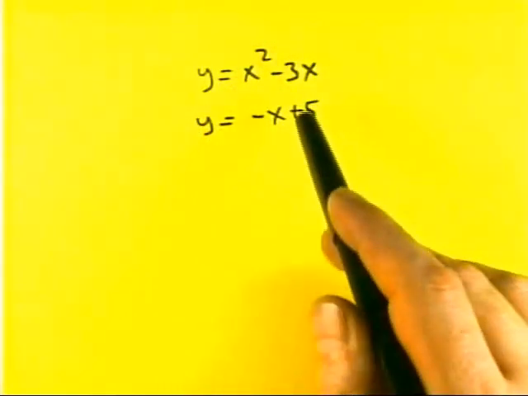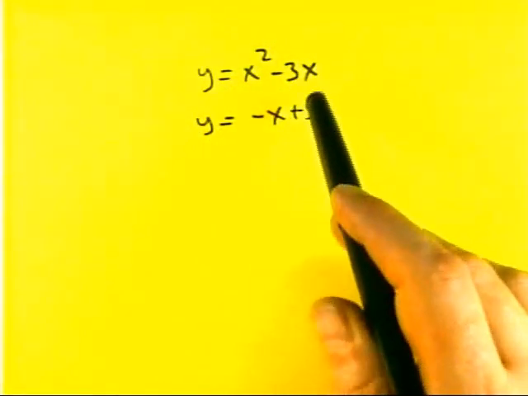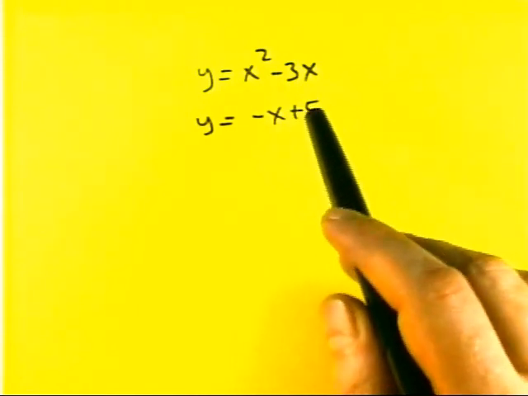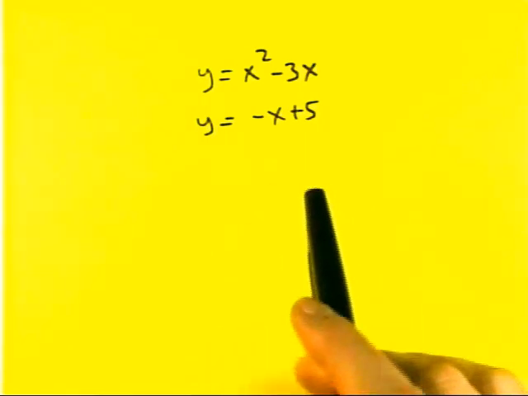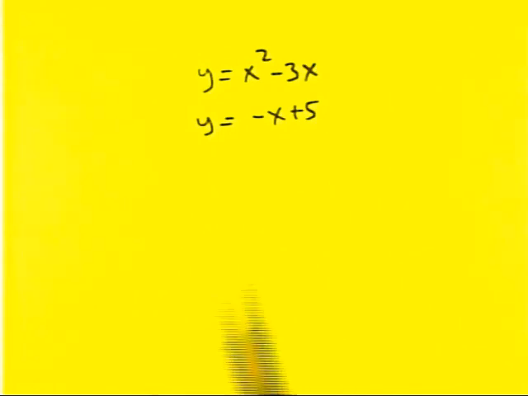Okay. Hey, but let's take a look at this one. If you take a look at these two without a calculator, y equals x squared minus 3x and y equals negative x plus 5. How would you find the area between those two curves? First of all, how do you know which one's on top? Sketching it. If you sketch the graph.